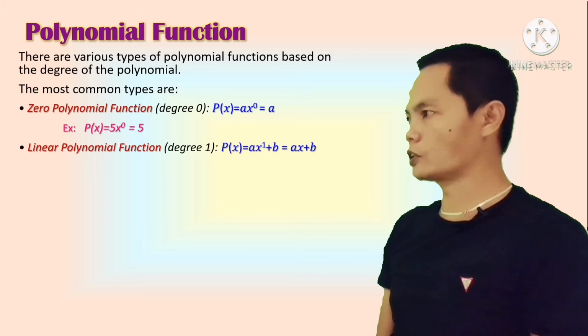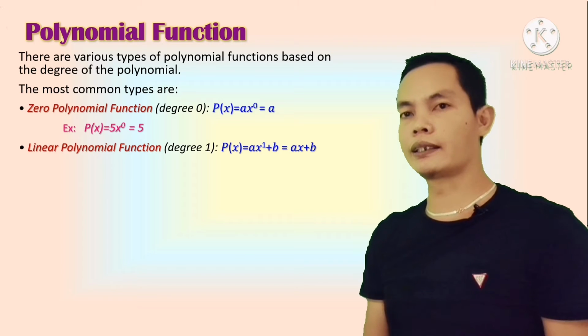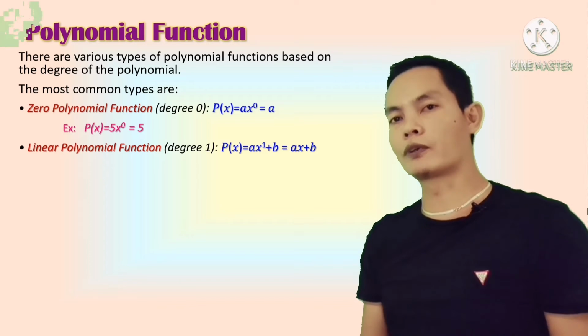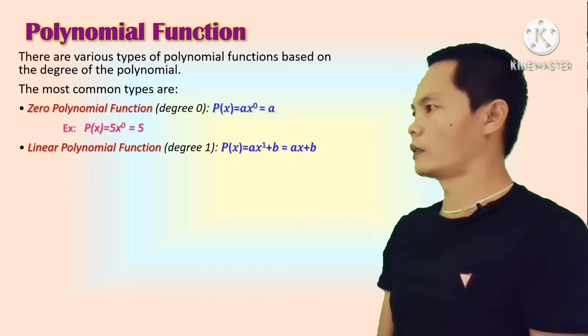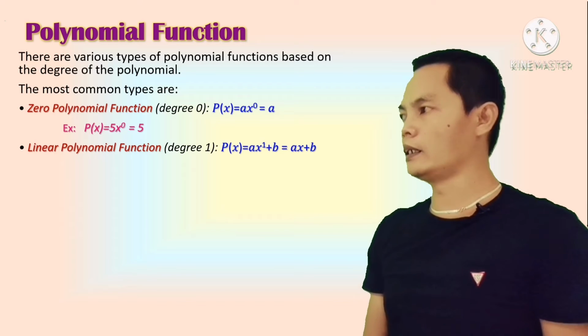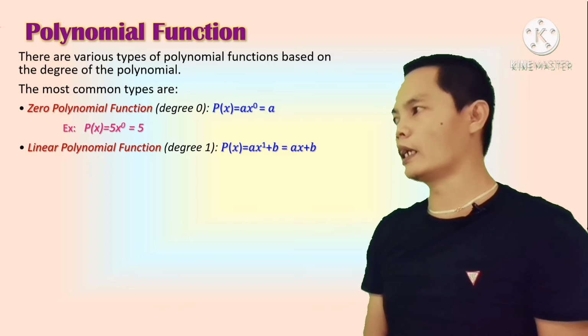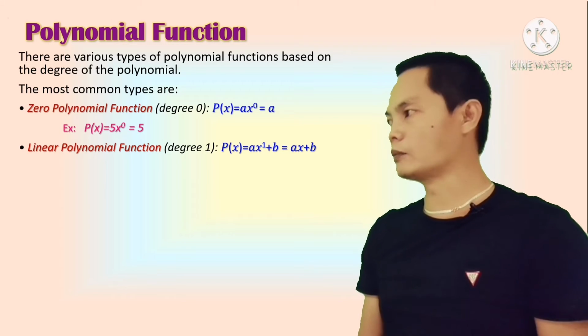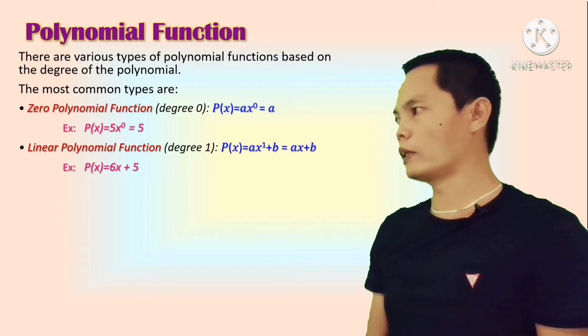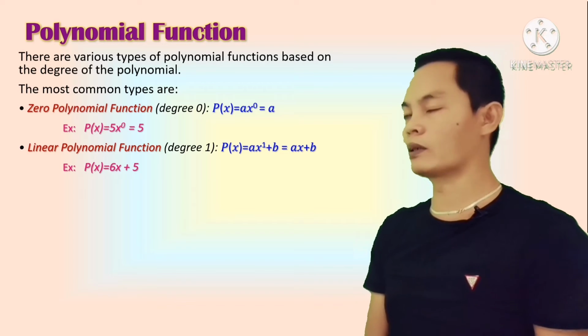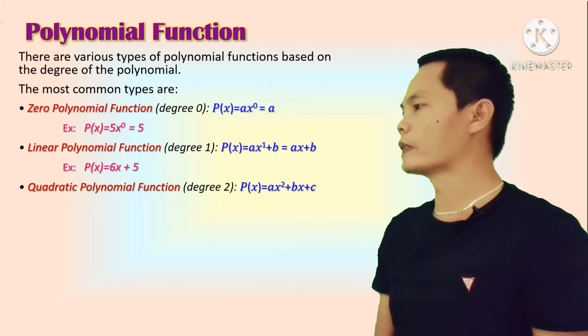Linear polynomial function. When we say linear, it is a degree of 1, a first degree function. P of x equals a x raised to the power of 1 plus b, which is equal to a x plus b. A common example for this is p of x equals 6x plus 5.